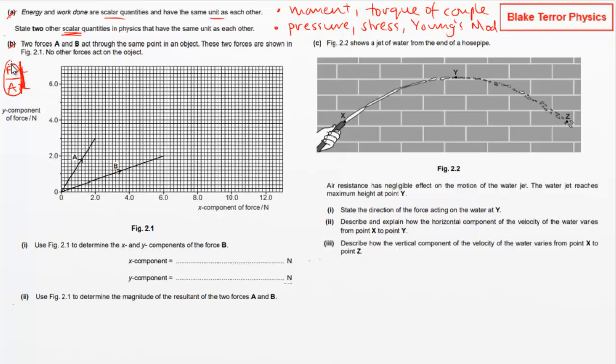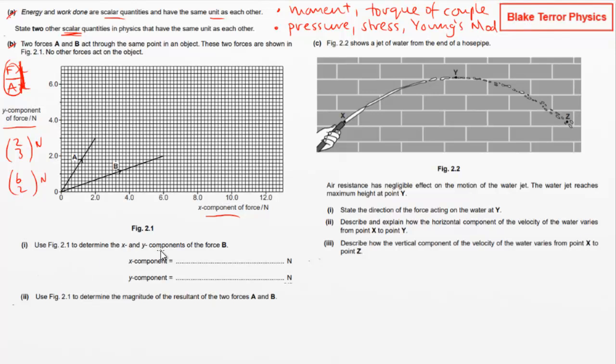Part B, two forces A and B act through the same point in an object. Okay, so they're shown in a graph. Right, we don't normally look at forces on a graph. They've split their X and Y components here and then just plotted them as vectors on this graph. So they could have said A is, what is A? 2, 3. We could have written it like that, and we could have said B is 6, 2. Or we could have written it in IJ. They just happened to put it on a graph here.